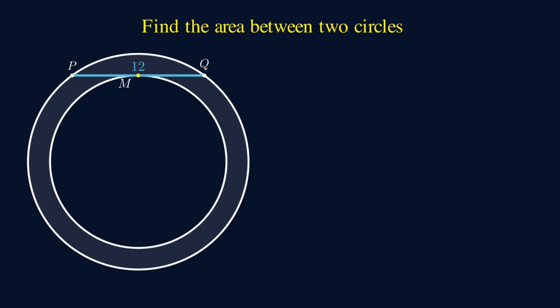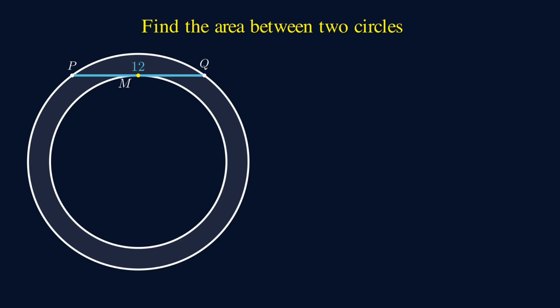We're looking at two concentric circles and there's a chord drawn in the outer circle that's tangent to the inner circle. The question is, can we find the area of the region between the two circles using just that chord? Before we jump in, pause the video for a moment and see if you can already guess the trick. Think about what tangency really means here and what kind of triangle you might be able to spot.